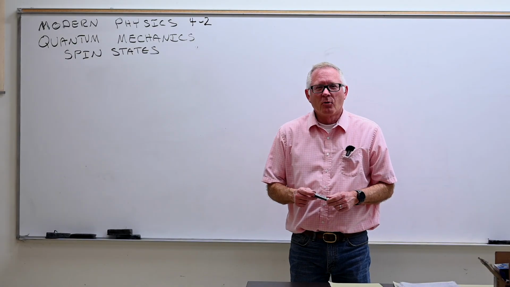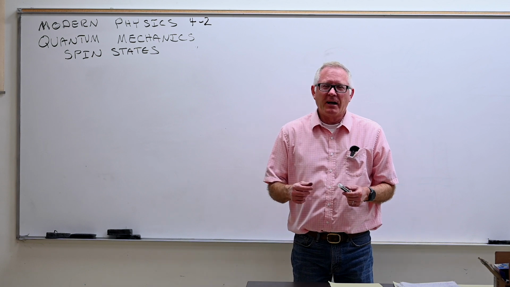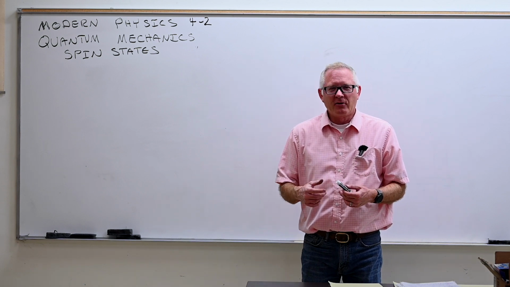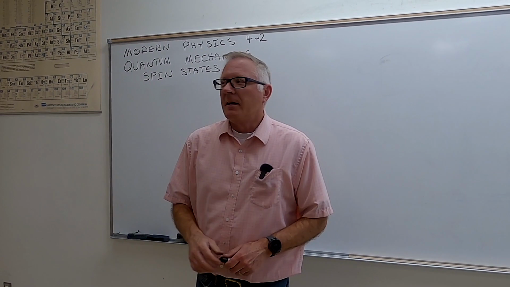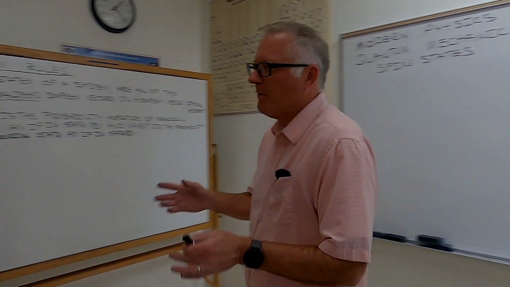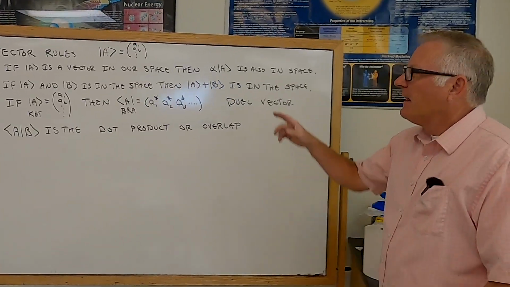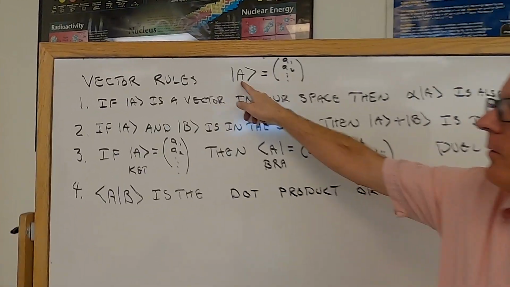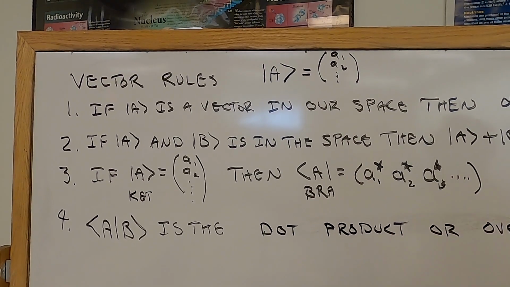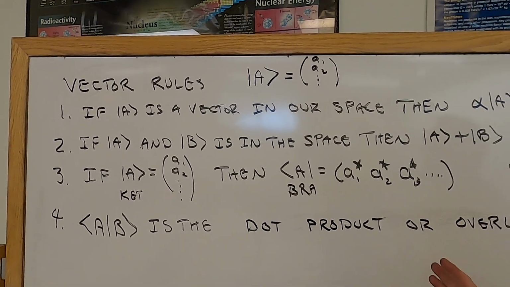So continuing with our quantum mechanics, in this video I just want to look at electron spin. Just to remind you, we're always going to keep coming back to these. Remember we said states were vectors, and this was our notation. We write our vector this way and it's a column of numbers. And we had some other rules for vectors.